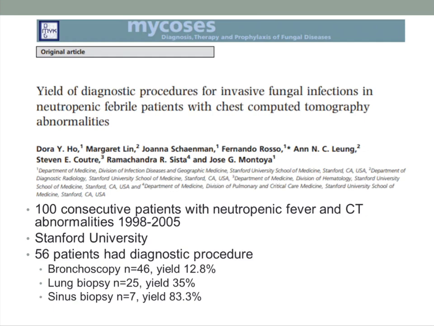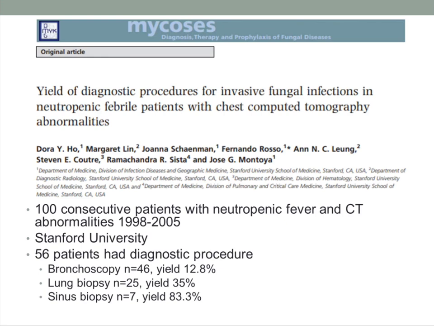So this is, in terms of what's the yield of our diagnostic procedures, a study that was published in Mycoses that looked at 100 patients that had CT abnormalities and neutropenic fever at Stanford. Of those, about half ended up having a diagnostic procedure of some kind, whether that was bronchoscopy or biopsy. And just breaking it down by procedure, culture yield, so a bronchoscopy only had 12.8%.